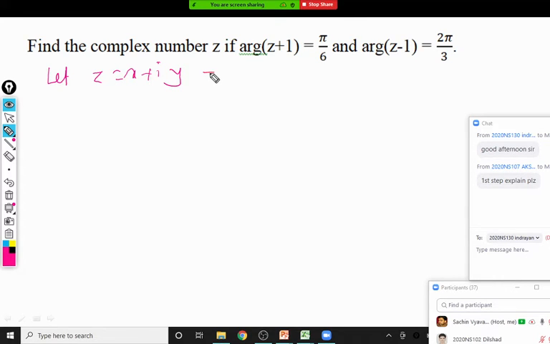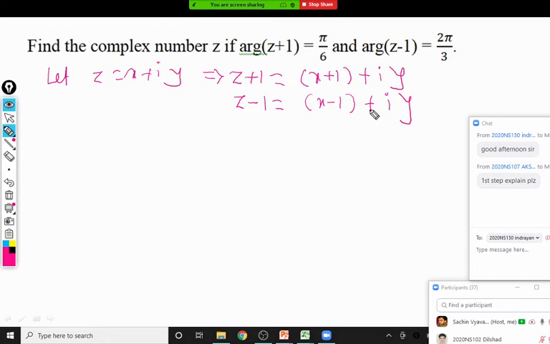Now this gives us the complex number z plus 1. If we add 1, it will be added to the real part only because 1 is a real number. So x plus 1 plus iy will be the z plus 1 number. Similarly, z minus 1 will be x minus 1 plus iy. Now we have z plus 1 and z minus 1 and their arguments are given. So that gives us equations in x and y, and we have to solve them simultaneously.